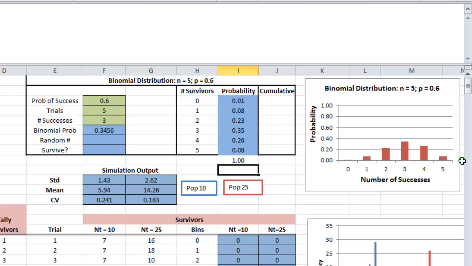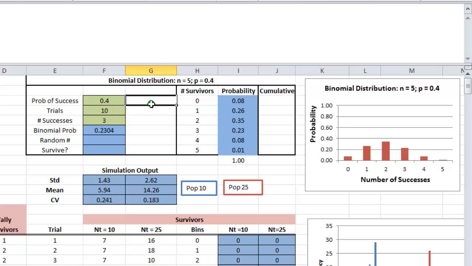So the binomial distribution is controlled by these 2 parameters. It's the trials and the probability of success. And if we change either of those, then we'll see that the shape of the distribution also changes. In this graph here, I've only shown up to 5 trials, and so we're going to keep our number of trials to 5 or fewer. Otherwise, we're going to end up with problems.